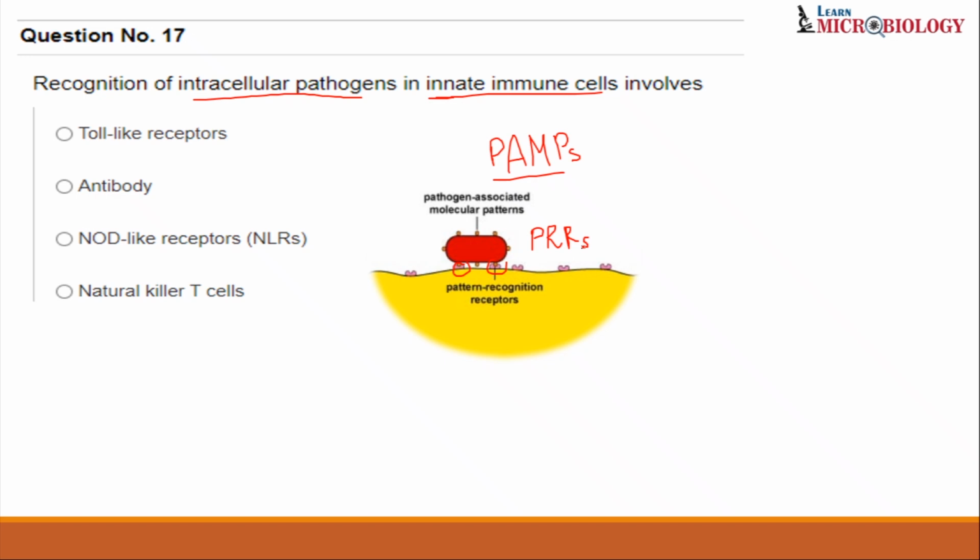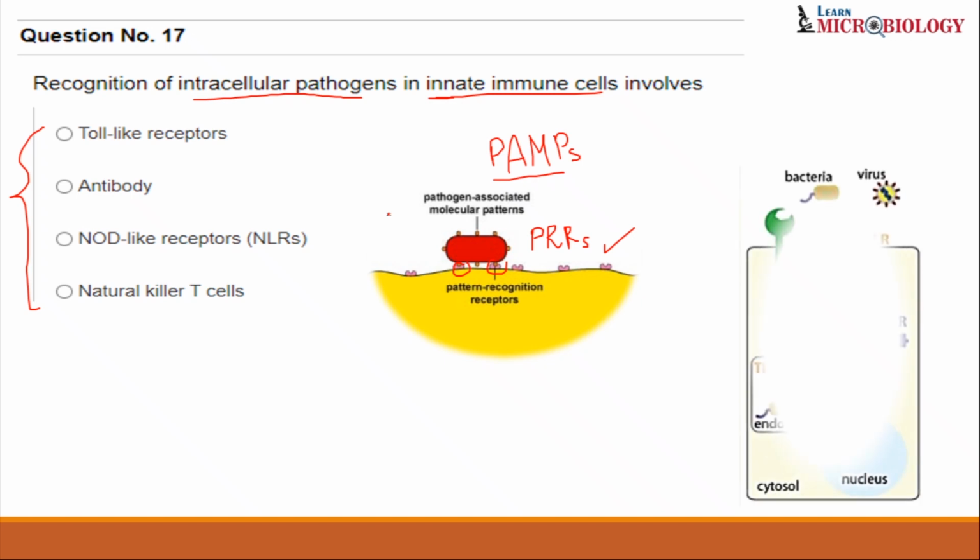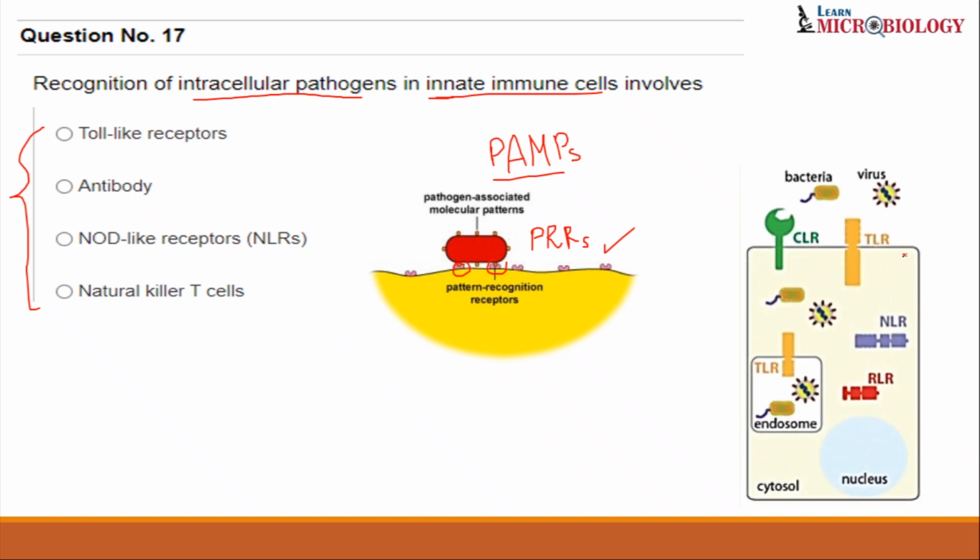Now this question is about the PRRs. They are asking which of these receptors plays the main important role in recognizing intracellular pathogens in these innate immune cells. Now, there are 4 types of receptors in PRRs. We have TLR, the toll-like receptor, which is present on the plasma membrane as well as the membrane of cellular organelles.